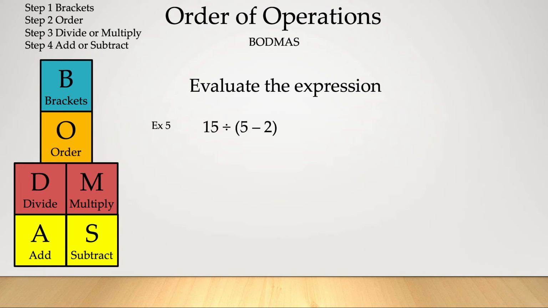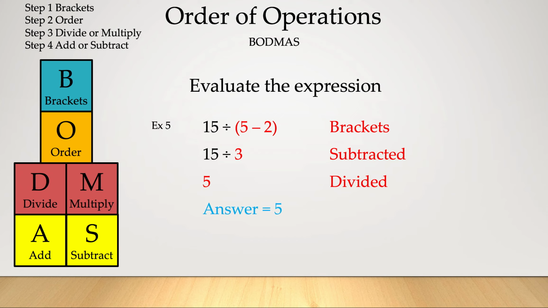Take a look at the last example, where we have 15 divided by, in brackets, 5 minus 2. We take a look at the first step, which is brackets. In this case, we don't have any order. Then we subtract 5 minus 2, which is 3. Now we divide 15 by 3, which is 5, which is your answer.